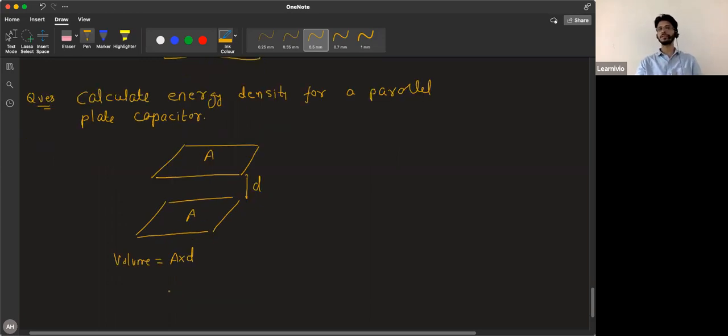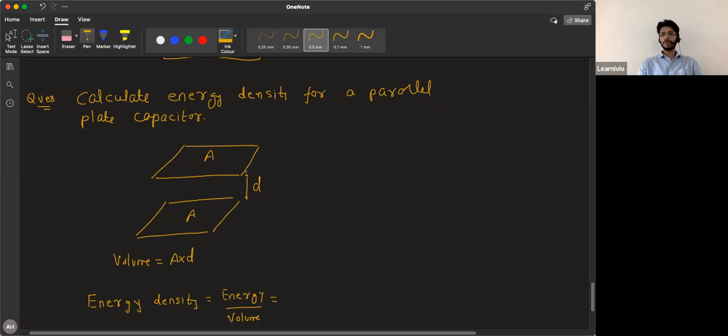Okay, what does energy density mean? What do you mean by energy density? Energy per volume. Energy density is energy divided by the volume of the capacitor. This is energy density, energy per unit volume.